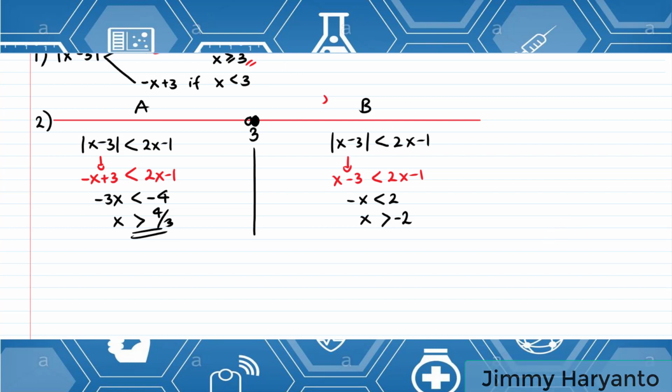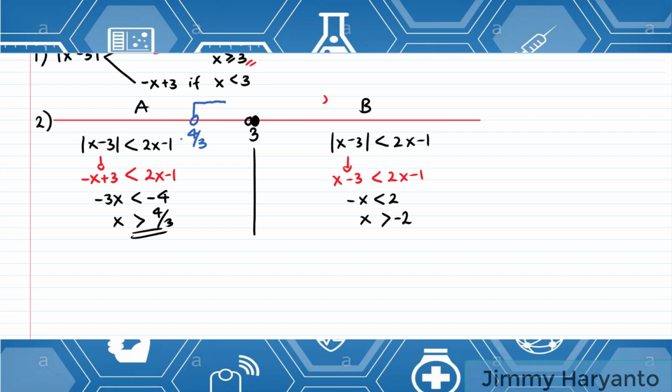So to do this, we have to draw one more line on the number line for the solution x greater than 4 over 3 and x greater than negative 2. Okay, this one first, x greater than 4 over 3. I will draw it with blue. 4 over 3 is around right here. Greater than means go to the right side.